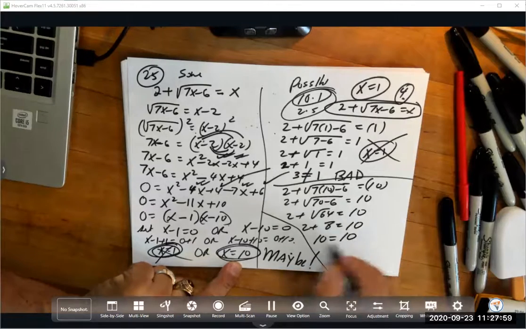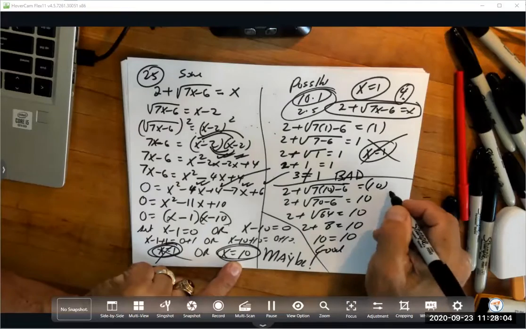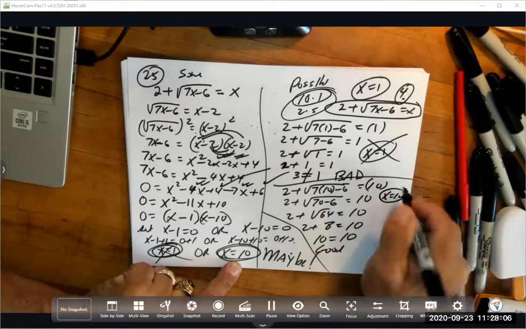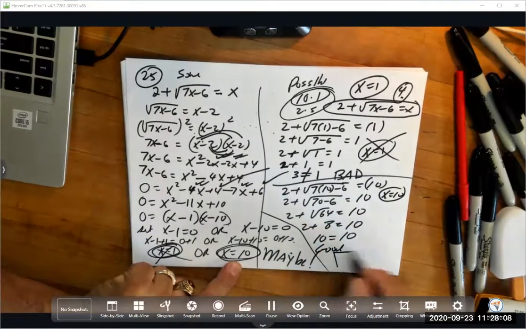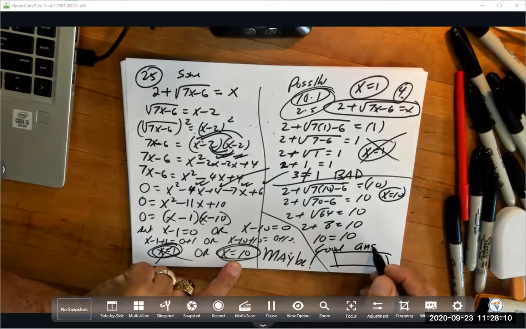Hey, they match. So is that a good answer? Yes. So when I tried x equals 10, it worked. So guess what my answer is going to be? Only the one that worked. Which one worked? 10.